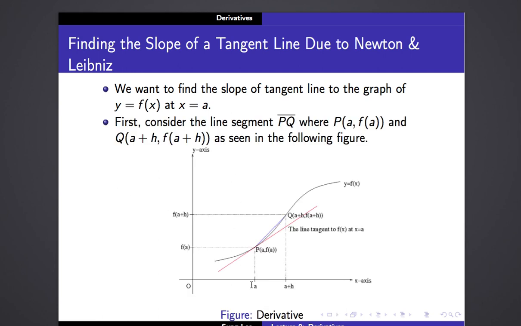So first, let us take a look at the picture here. We are going to consider the line segment PQ, where P is given by (a, f of a), and Q is given by (a plus h, f of a plus h). As seen in the following picture, we're talking about this line segment in blue, joining the 2 points P and Q. We have no problem finding the slope of the line segment PQ, using the formula we learned in algebra.